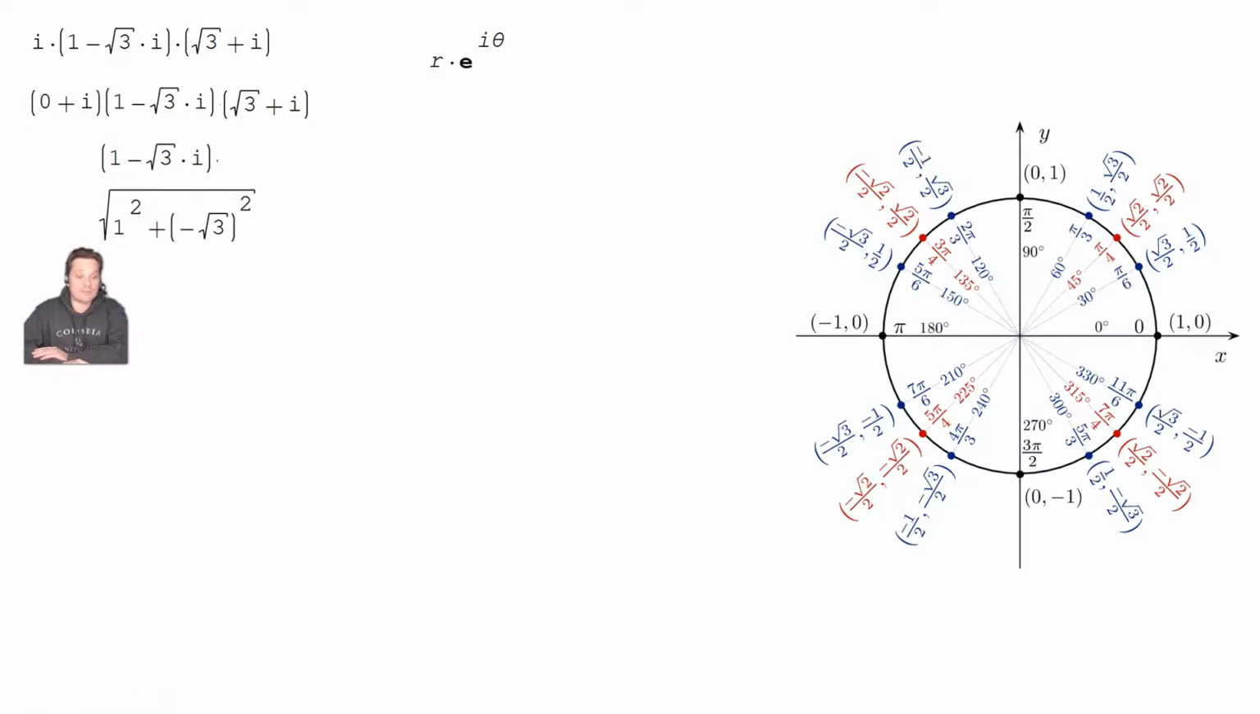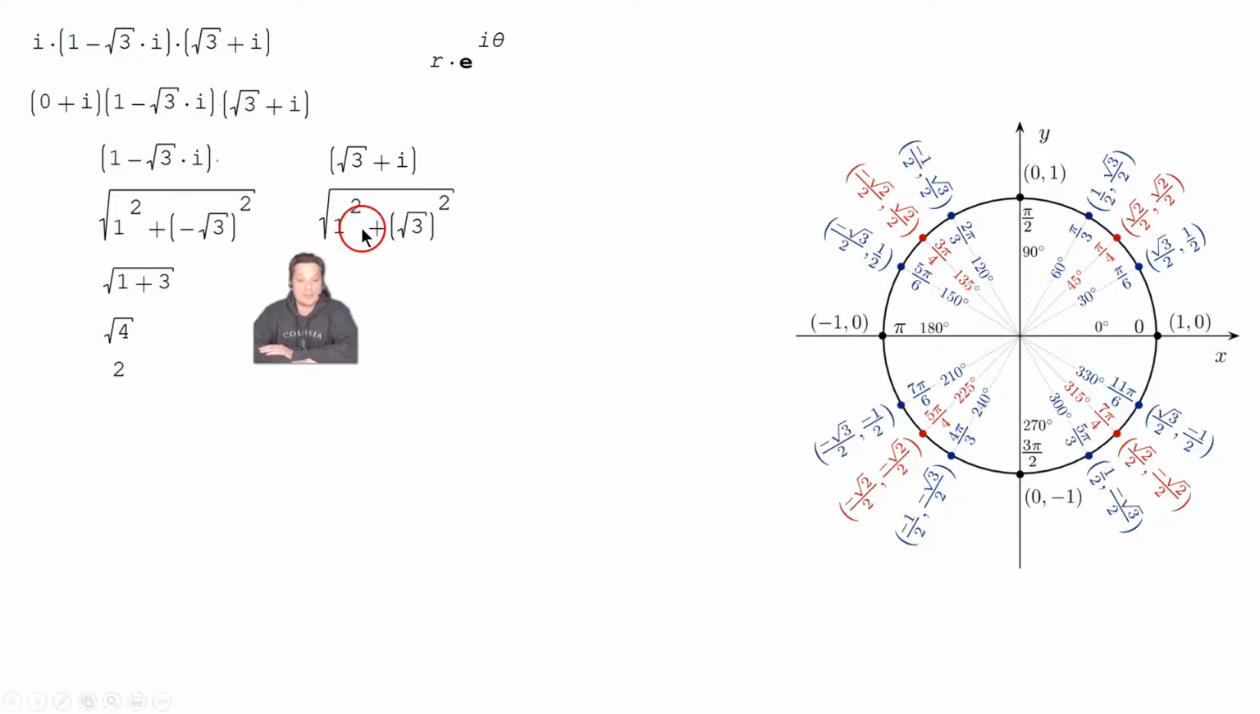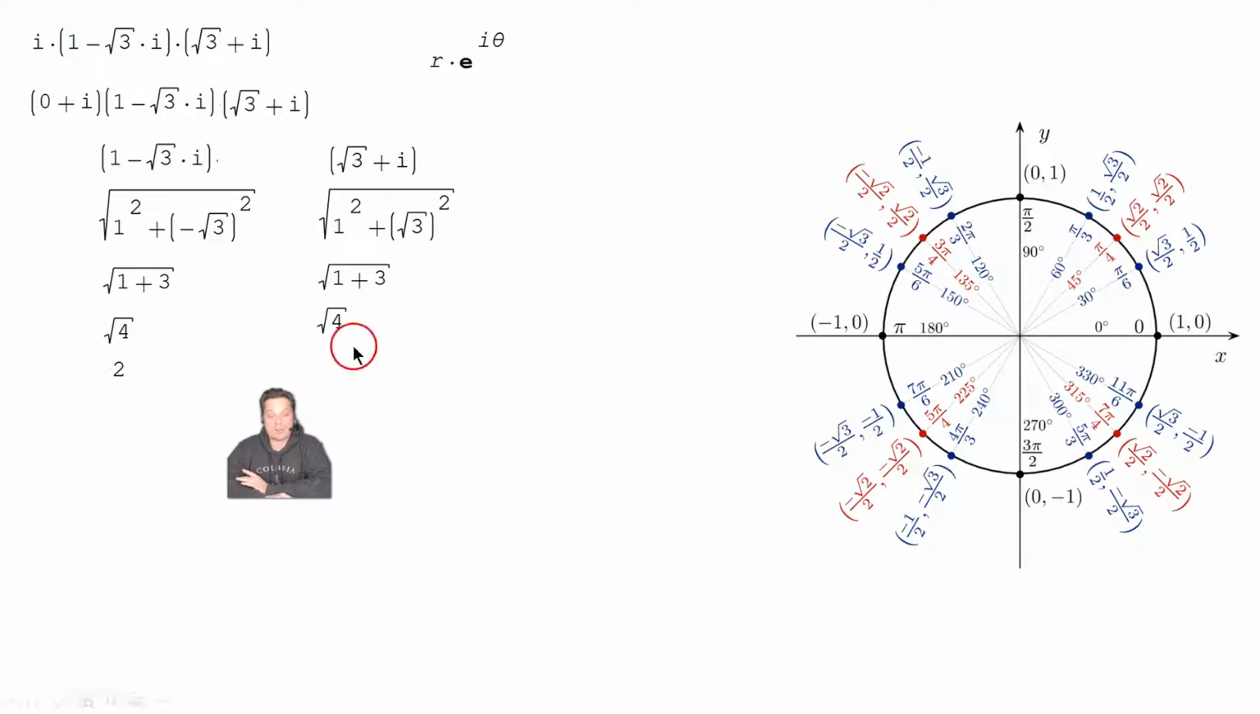I'm going to have the following: the root of 1 squared plus negative root 3 squared. Pythagorean theorem, just plug in. 1 plus 3 is 4, and the root of that is positive 2. I have to repeat this calculation also for root 3 plus i. So I'll have the root of root 3 squared plus 1 squared, again plugging into the Pythagorean theorem. That's 3 plus 1, which is the root of 4, which at the end is just 2. That's working very nicely thus far.